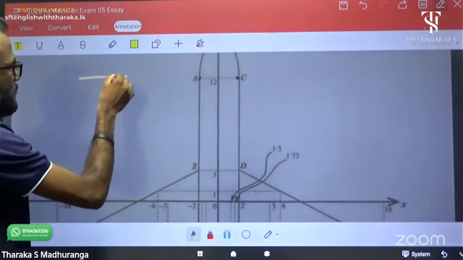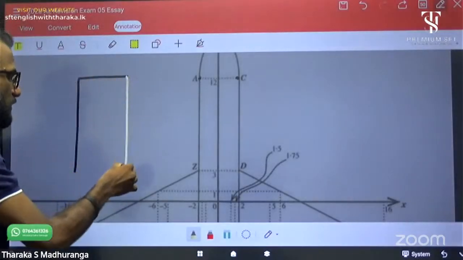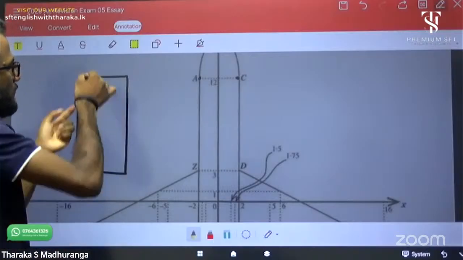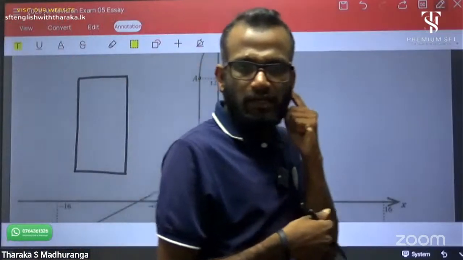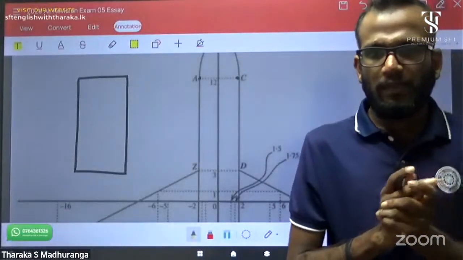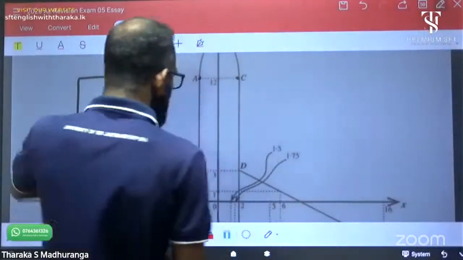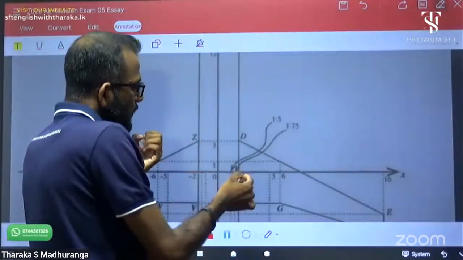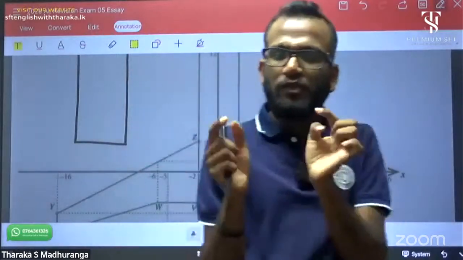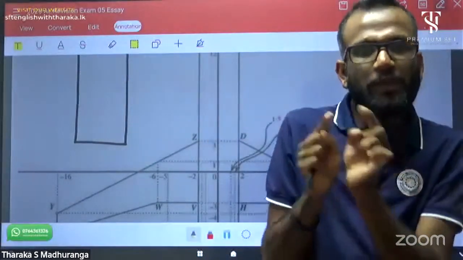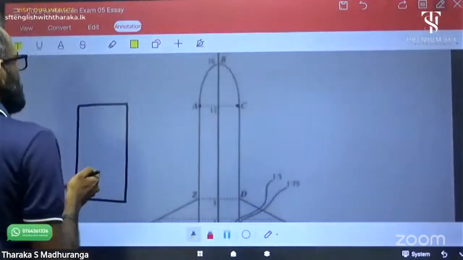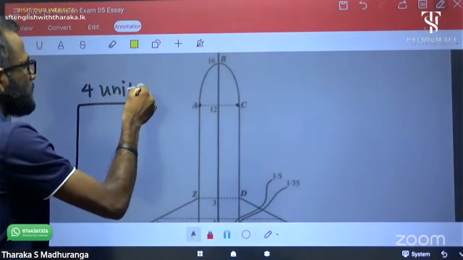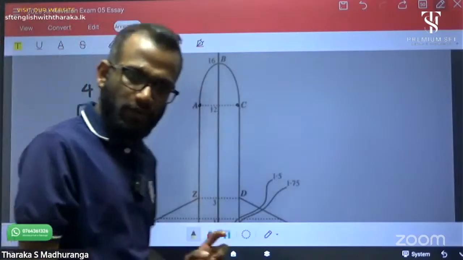It is like a rectangle, right? It's a rectangle. And what is the width? You can use the x-axis coordinates. It is -2 and +2. What is the distance between +2 and -2? It is 2 plus 2, 4 units. Right? 4 units.